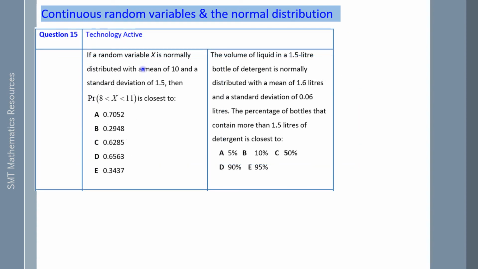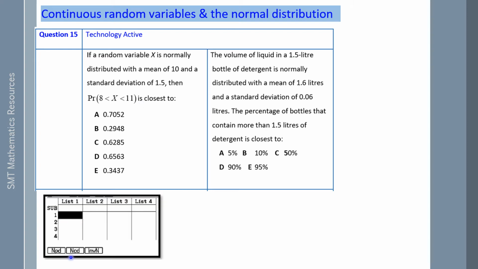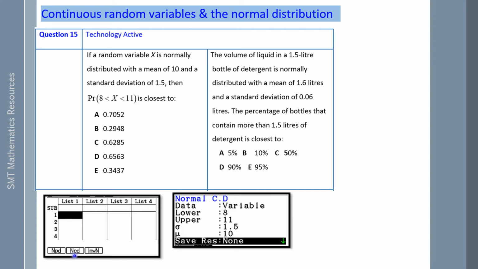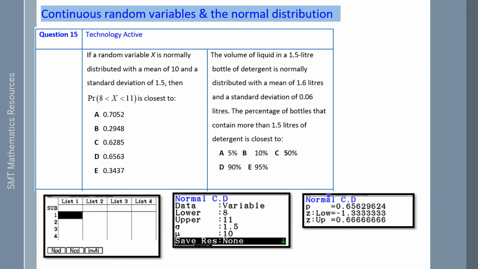The random variable X is normally distributed with a mean of 10 and a standard deviation of 1.5, and the probability that X lies between 8 and 11 is closest to what? We can choose our NCD button again. Our lower is 8, our upper is 11. Remember to change your standard deviation and mean, so they're not 1 and 0. And the answer is 65.63%, which is D.